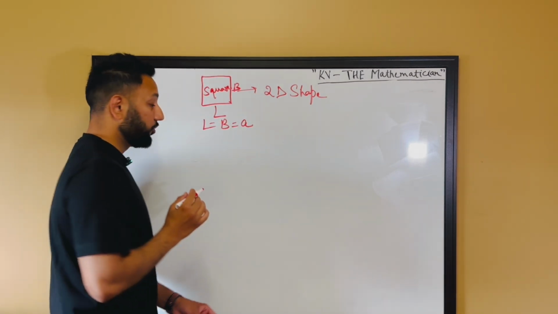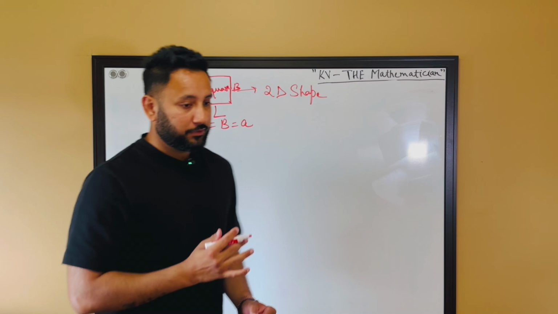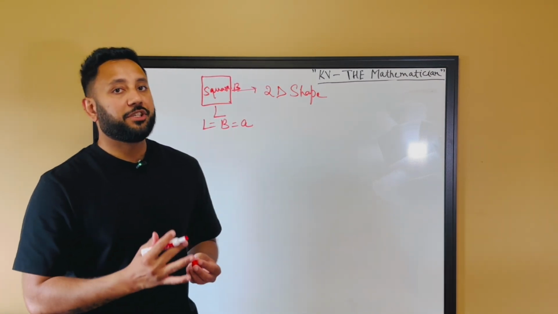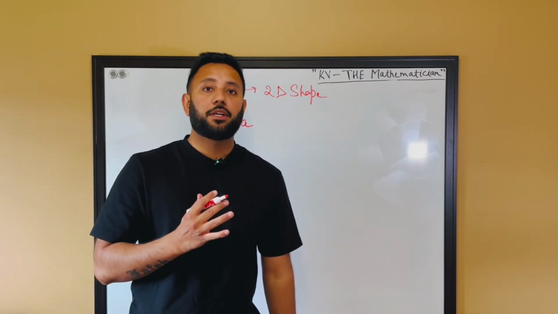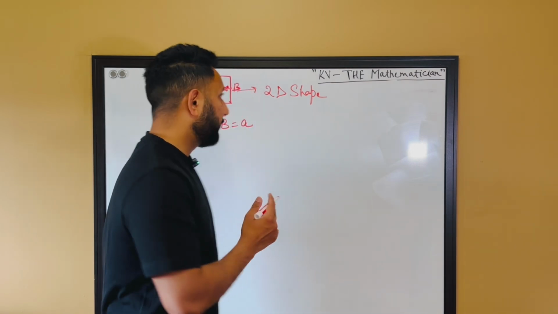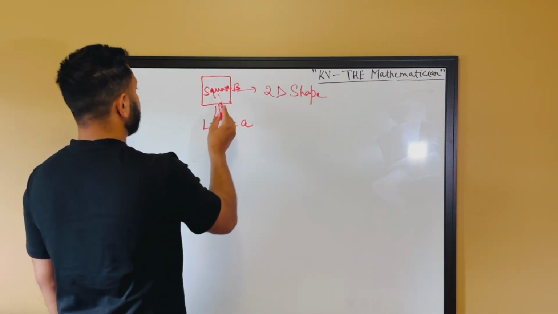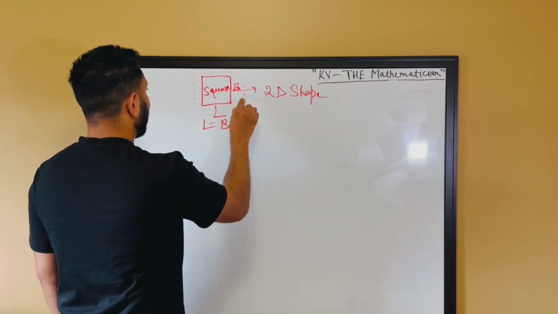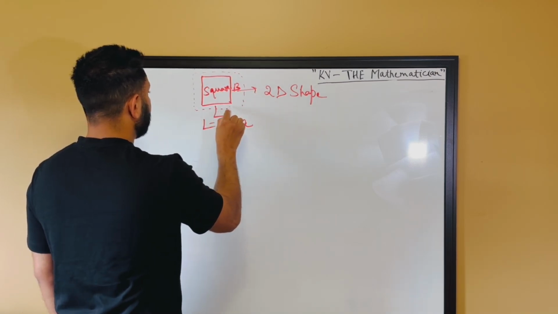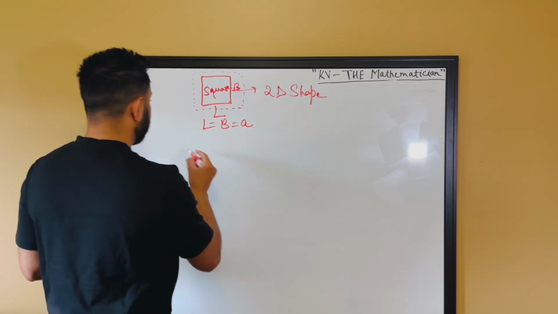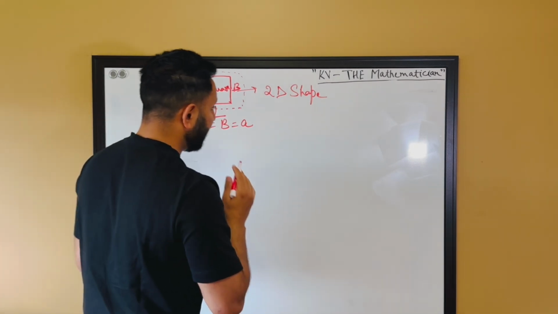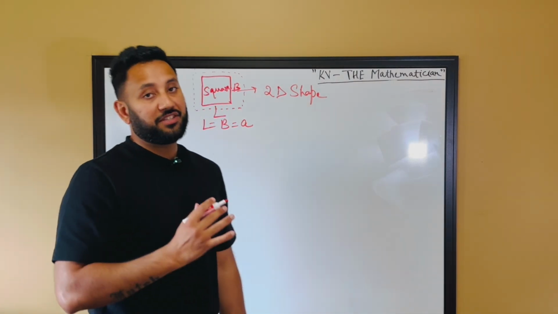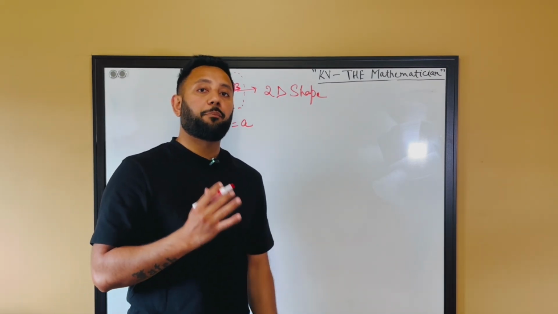And now jump to perimeter. So what is perimeter? Perimeter is the total distance around a 2D shape. For example, a square is a 2D shape, so the total distance around a square is called a perimeter. And each two-dimensional shape has its own formula for perimeter and area.